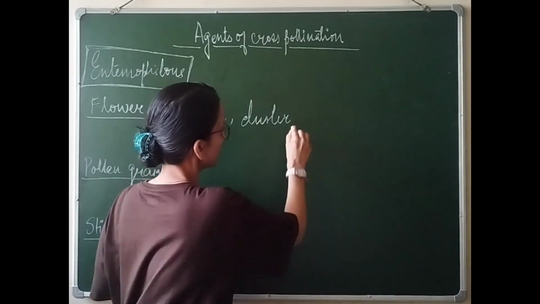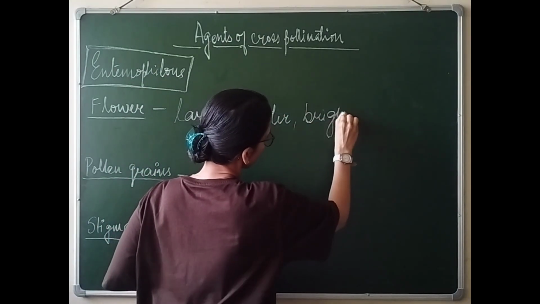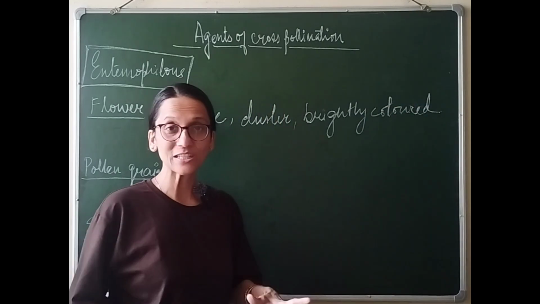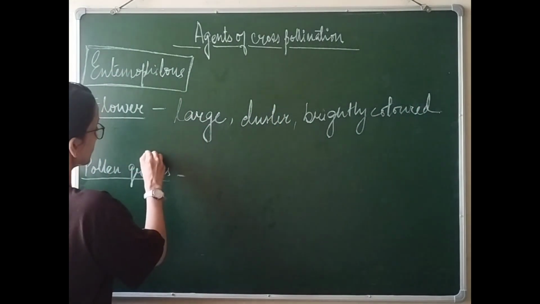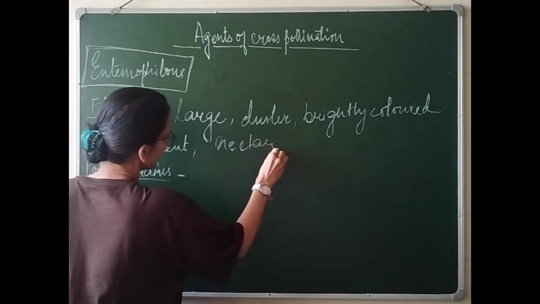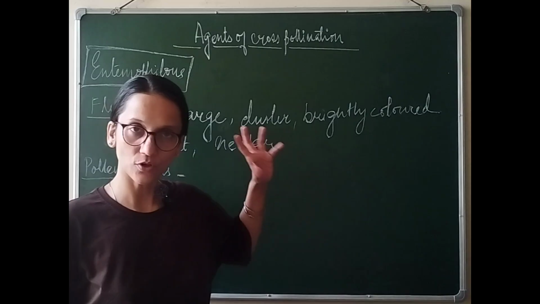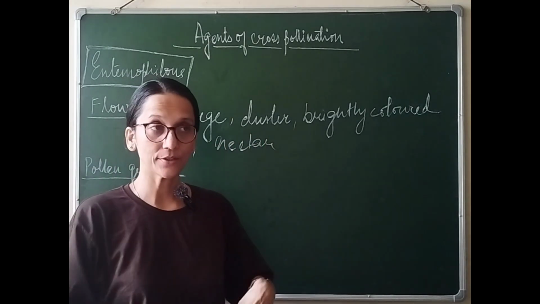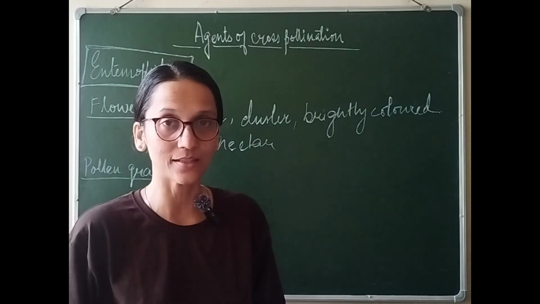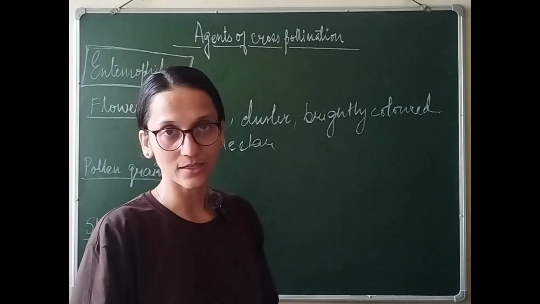They are definitely going to be brightly colored so that the insects can obviously see them. Some of them will also produce scent or nectar. So these are some of the characteristic features of such flowers. So if they are brightly colored, if they are large, or if they are small, they are in cluster, if they produce scent, if they produce nectar, then we can make a guess that it is an entemophilous flower.